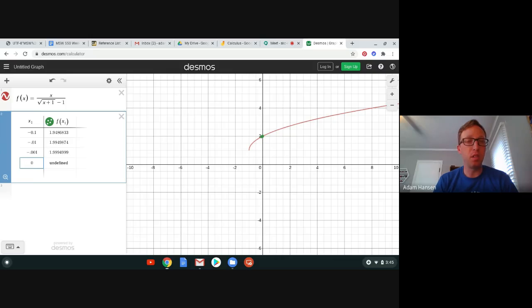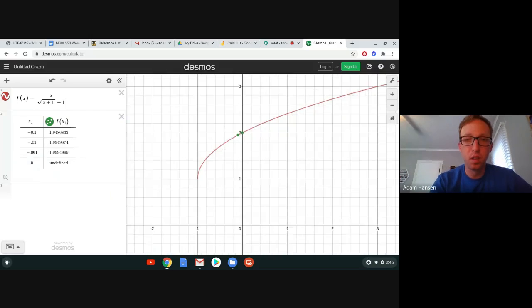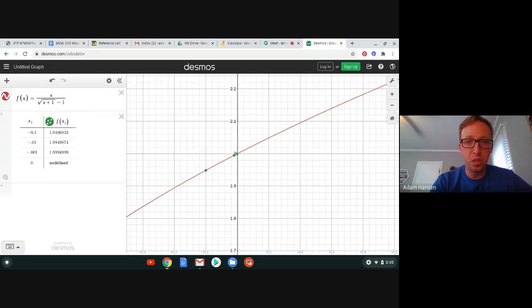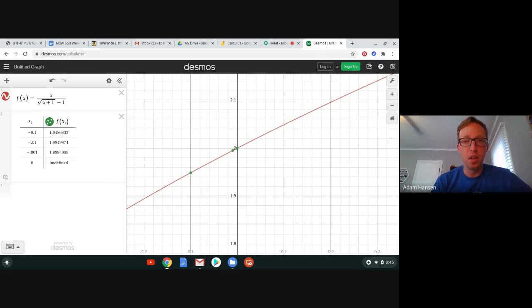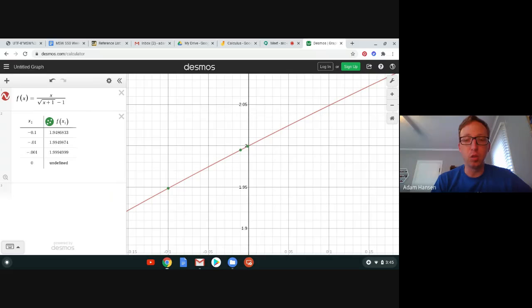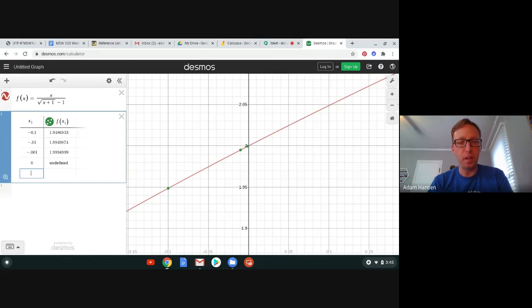Now at 0, the function's undefined. If I plugged in 0, I would have 0 divided by the square root of 0 plus 1 minus 1, which is 0 divided by 1 minus 1, 0 divided by 0, undefined. But as we can see, as I get closer and closer to 0 from the left, the function tends to be equal to 2. I get closer and closer to 2 from the left. Let's see if that happens from the right.